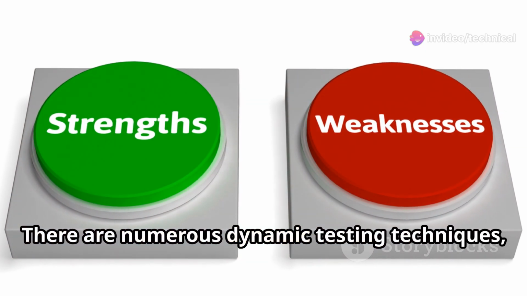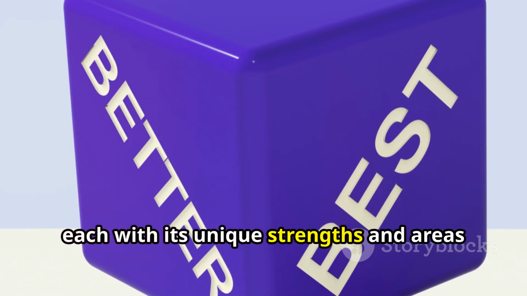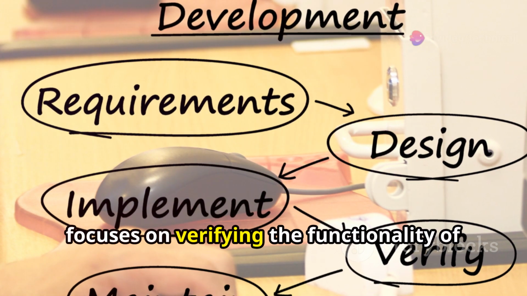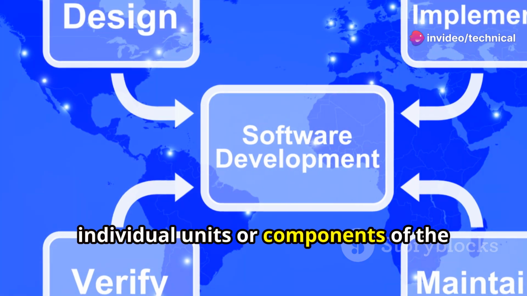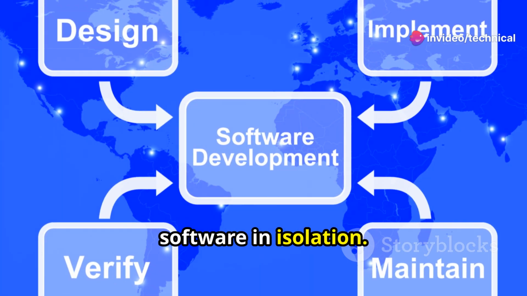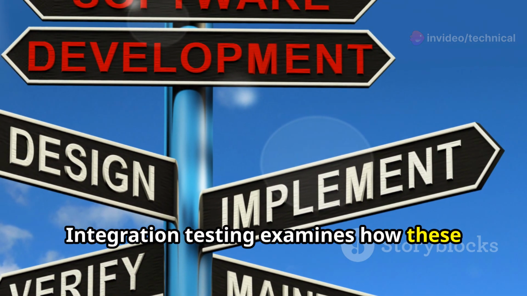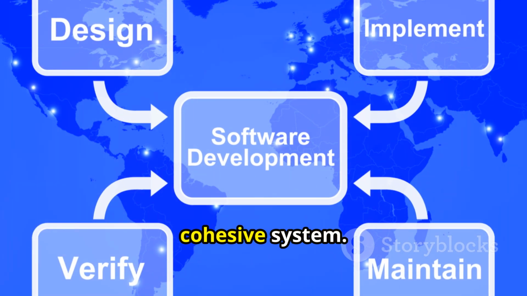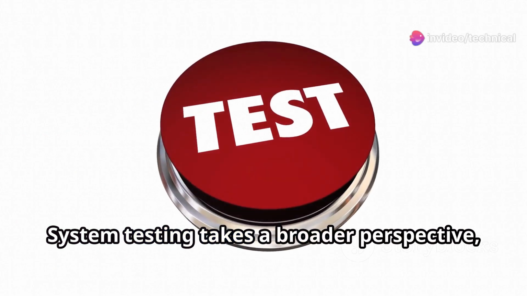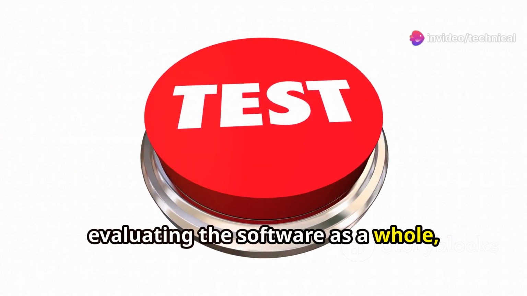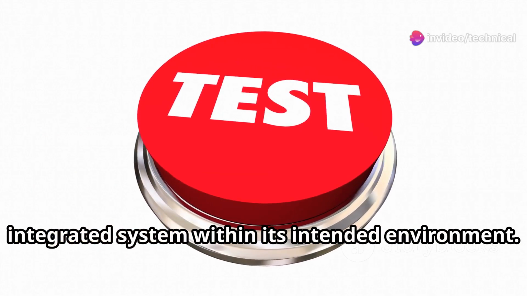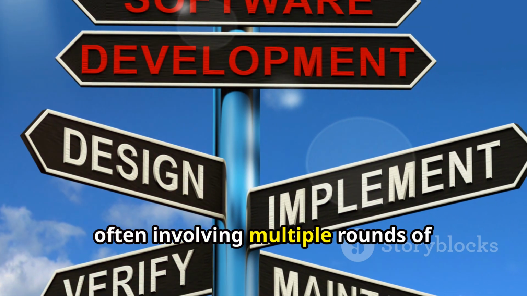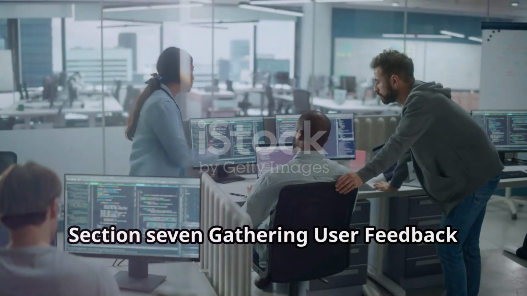There are numerous dynamic testing techniques, each with its unique strengths and areas of focus. Unit testing, for instance, focuses on verifying the functionality of individual units or components of the software in isolation. Integration testing examines how these individual units interact with each other, ensuring they function harmoniously as a cohesive system. System testing takes a broader perspective, evaluating the software as a whole, integrated system within its intended environment. Dynamic testing is an iterative process, often involving multiple rounds of testing and bug fixing.